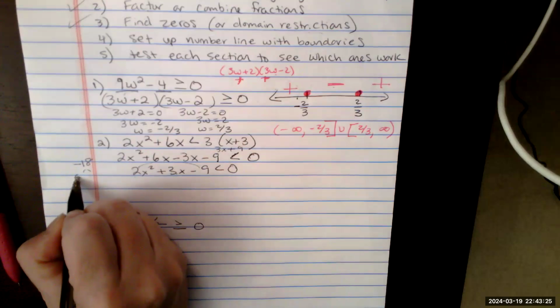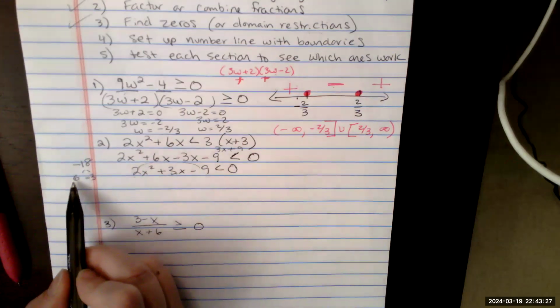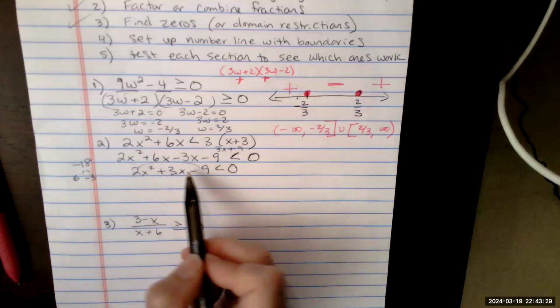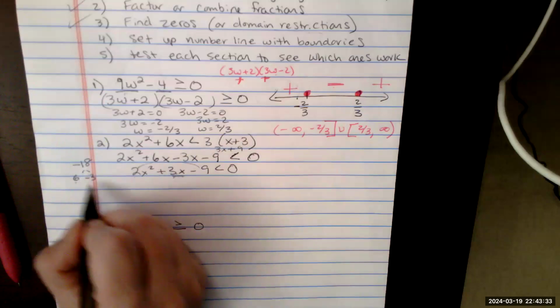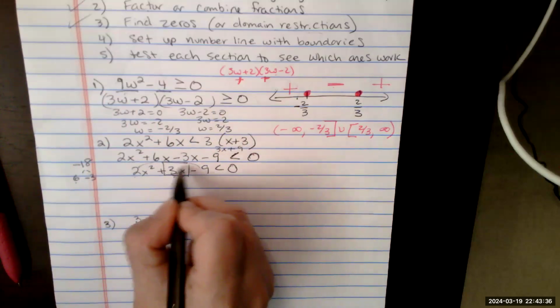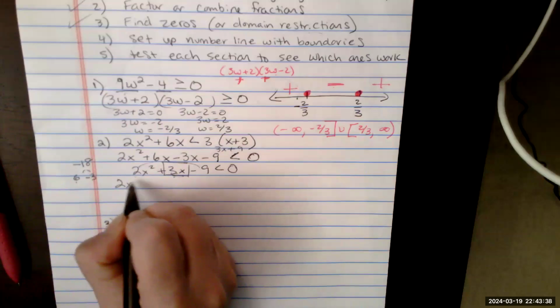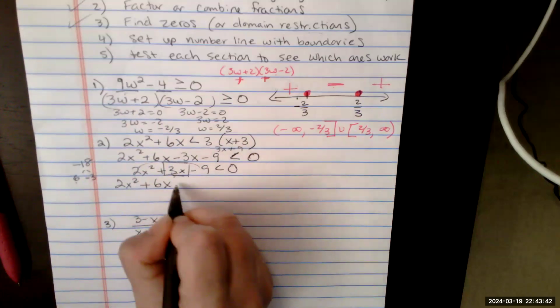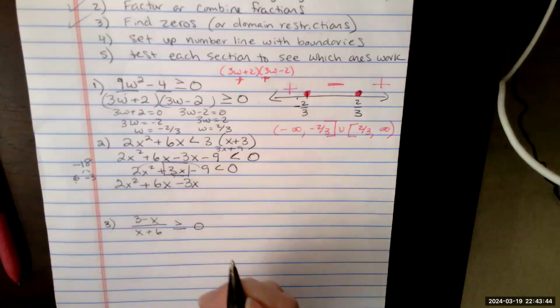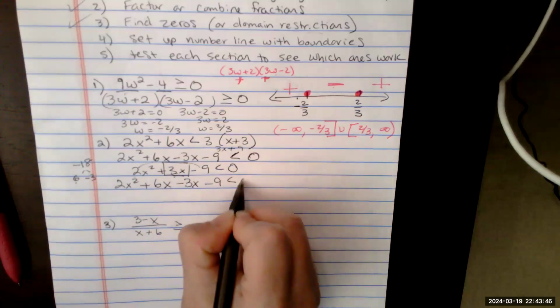So if I did a +6 and a -3, that would multiply to -18, but also add to 3. So now I use those two to rewrite that middle term. So the 2x squared stays, but now I'm going to say plus 6x minus 3x, and then the -9 also stays.